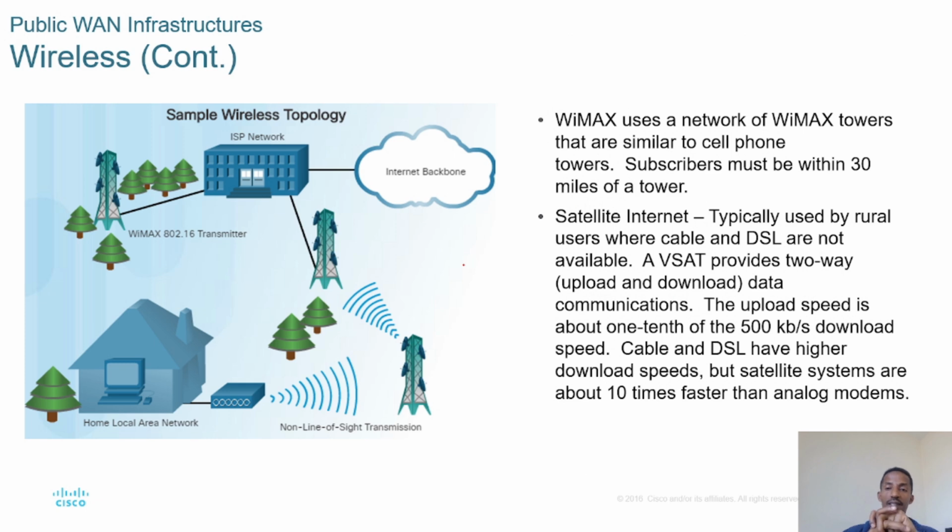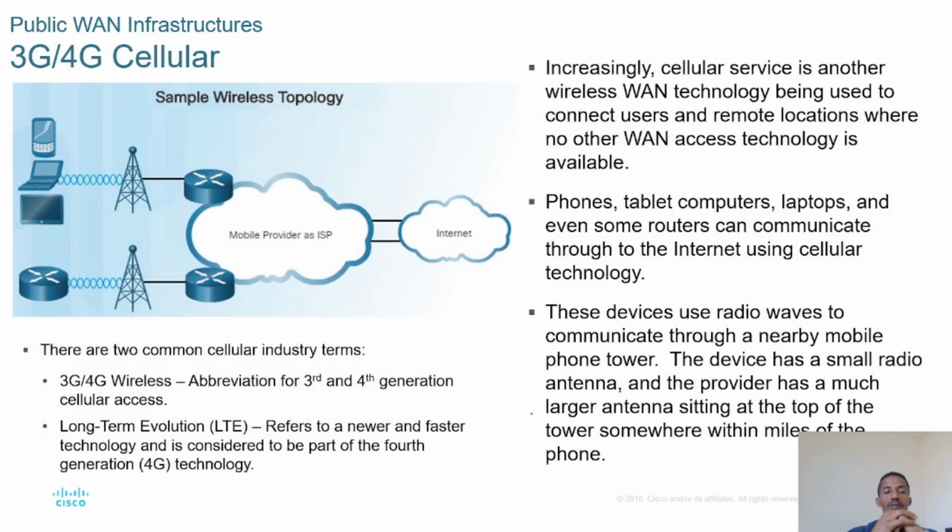Another one is satellite internet. Satellite internet is just like the VSAT we have talked about, but it provides two-way communication between the sender and receiver. 3G cellular and long-term evolution, LTE, are the ones used by the service provider for the transmission of messages and other data. Usually 3G and 4G are wireless networks which are used by the service provider.